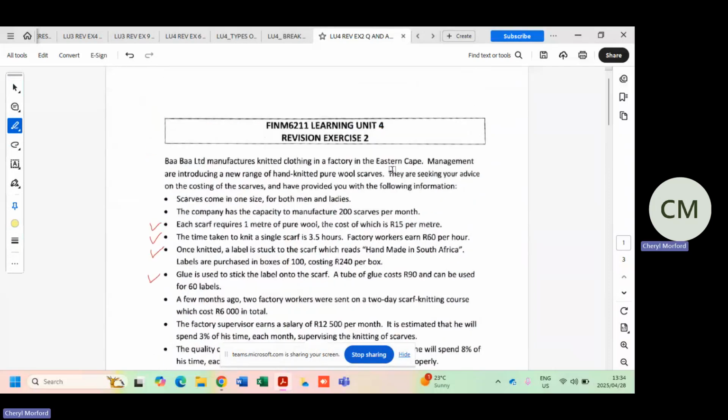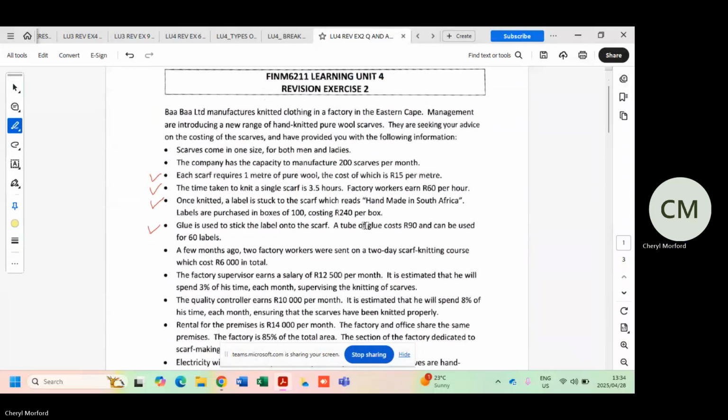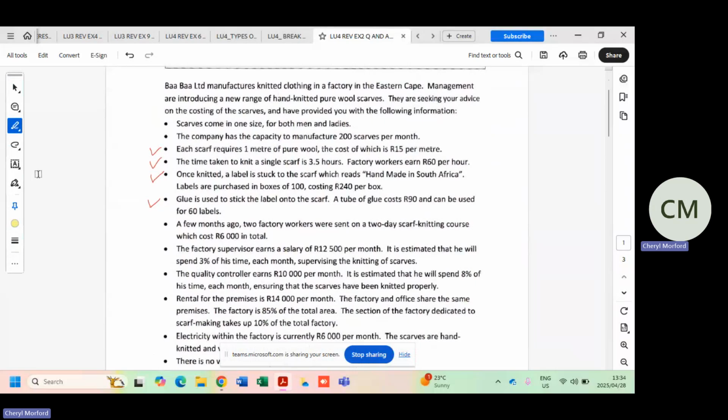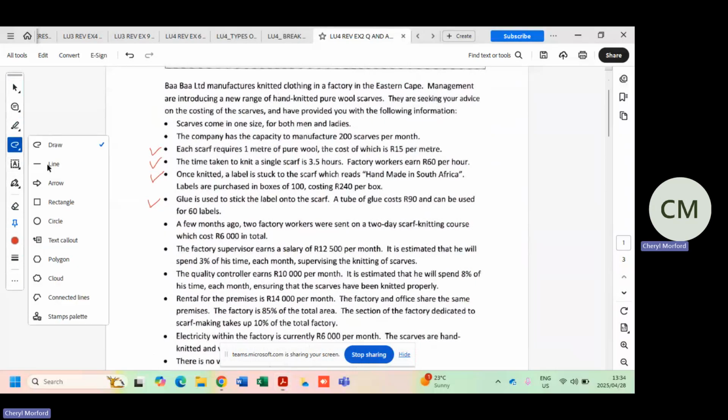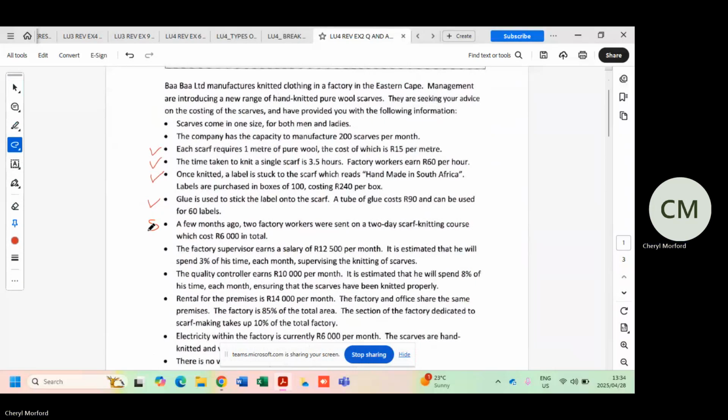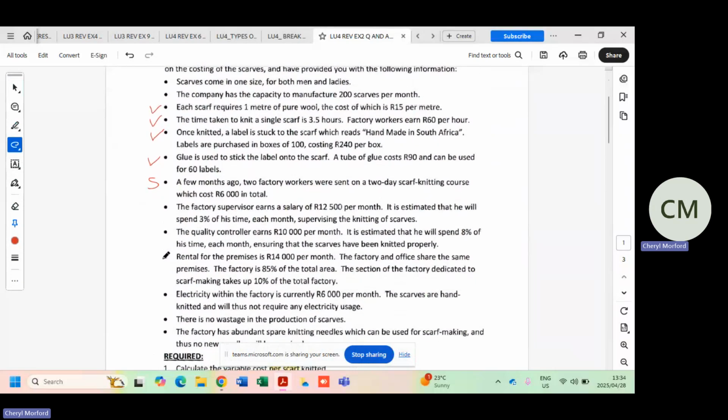So let us read what information we've got here. They can make 200 scarves a month. We've already dealt with this one over here. This one was an example of a sunk cost. Those other 4 above are variable cost. Now let's look and see what other costs we've got. The factory supervisor earns a salary per month. So straight away, that's telling me that that is unrelated to the level of output in the factory. So that is going to be a fixed cost.